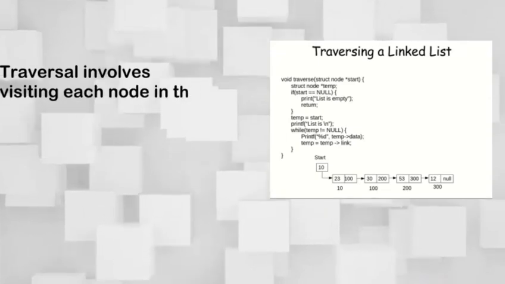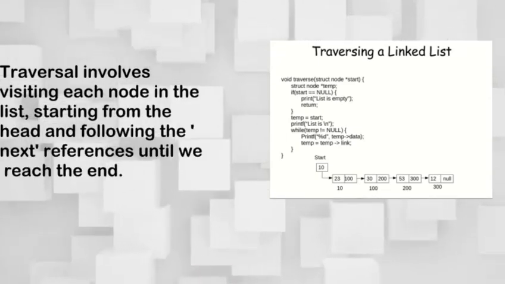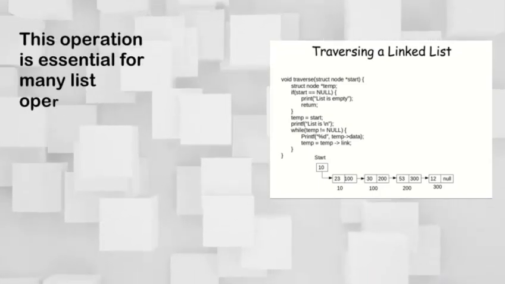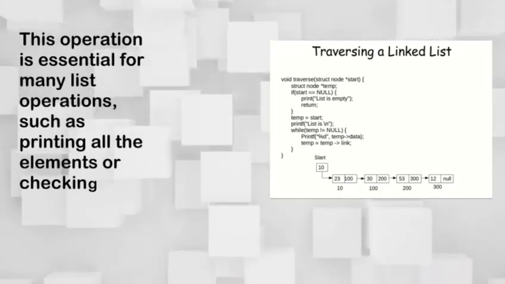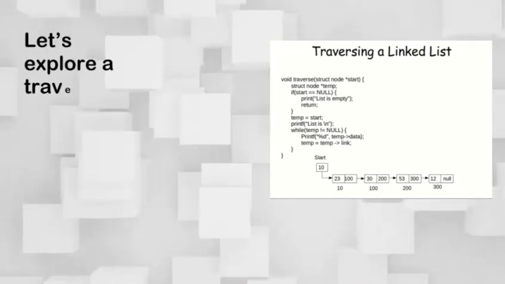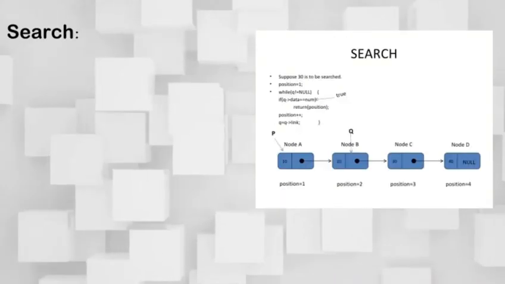Traversal involves visiting each node in the list, starting from the head and following the next references until we reach the end. This operation is essential for many list operations, such as printing all the elements or checking for a specific value. Let's explore a traversal example where we print all the elements in a list.